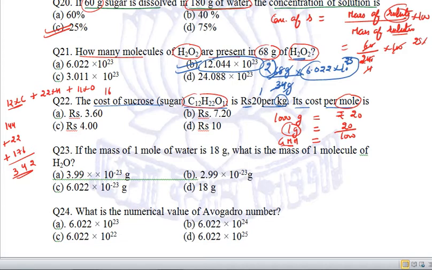right? So now 20 divided by 1000, we are calculating it for 342 grams. We'll just multiply it with 342 grams. So after calculating, it comes out to be 6.84 rupees. Now 6.84 is not given in any of the options here. So probably there is some error and we have to go with 6.84 rupees only. Clear?